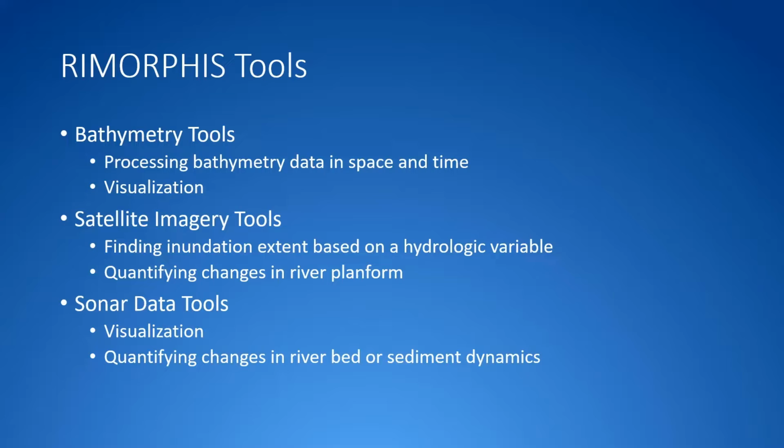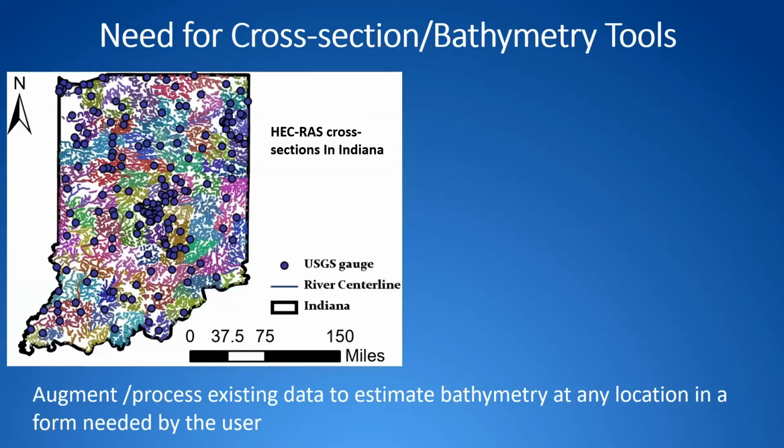We are also working on developing tools that use satellite images. So the idea is how can we find inundation extent based on a hydrologic variable, in this case flow. How can we use satellite images to quantify changes in river planform? And finally, we are also working on tools to visualize and use sonar data, such as ADCP datasets. So I'll start with our bathymetry tools.